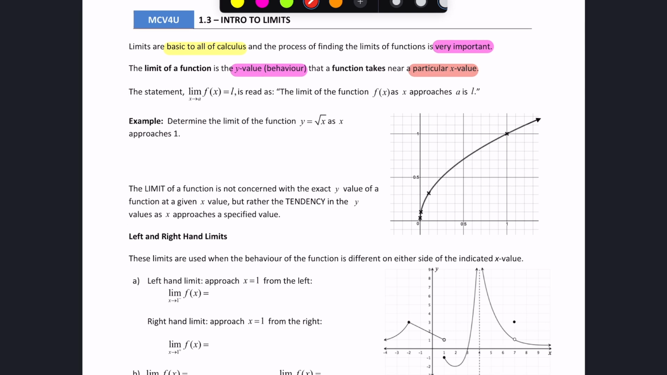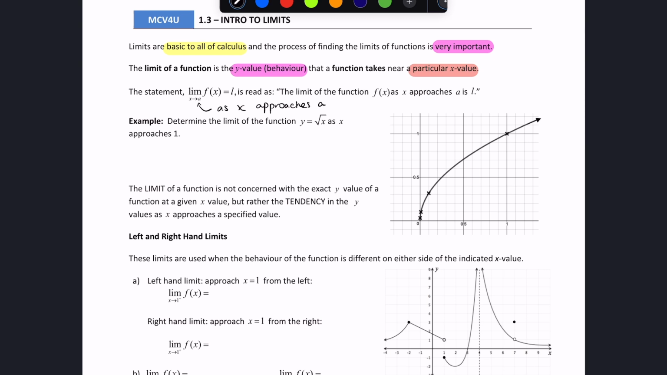The statement limit as x approaches a of f of x is equal to L, as I just read out, is read as the limit of the function f of x as x approaches a is L. So here, this represents as x approaches a.